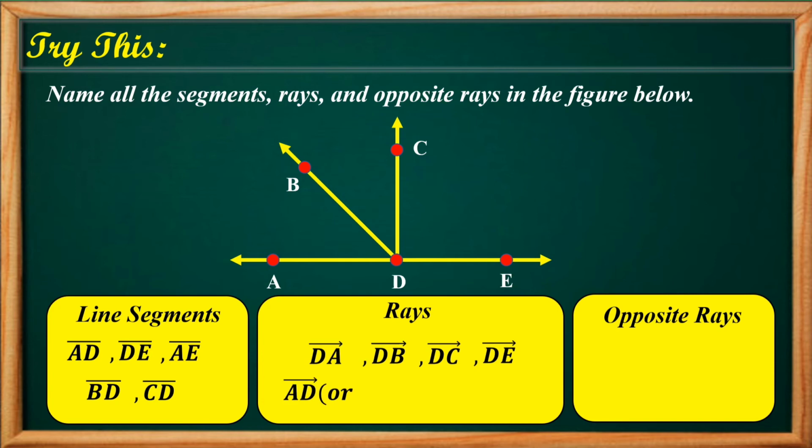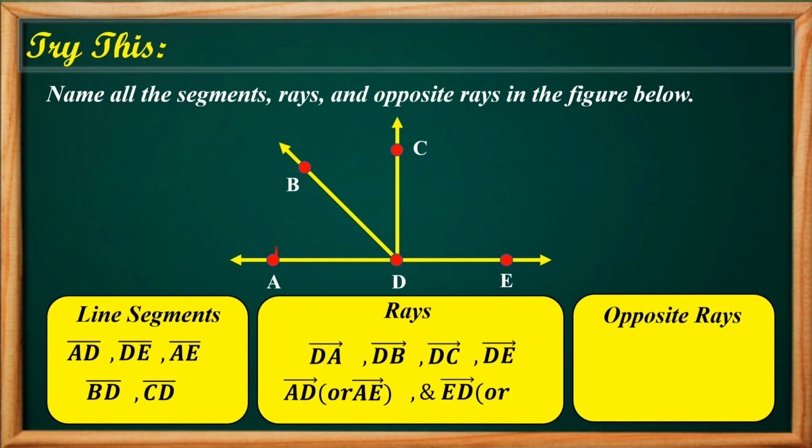Another one, we have ray AD. Okay? Ray AD. Bakit siya? From A, which is our endpoint, which is point A, going to D. Kasi nga, nandito yung arrowhead. Or, we have AE from point A to point E. On this direction, papunta sa right.